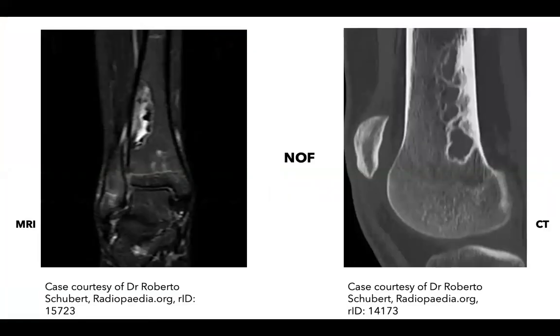This is a non-ossifying fibroma with non-specific features on MR imaging on that T2 weighted image, and it has quite clear and quite typical imaging features on that CT scan, with nice sclerotic borders and a centric location in the metaphysis of that femoral bone.